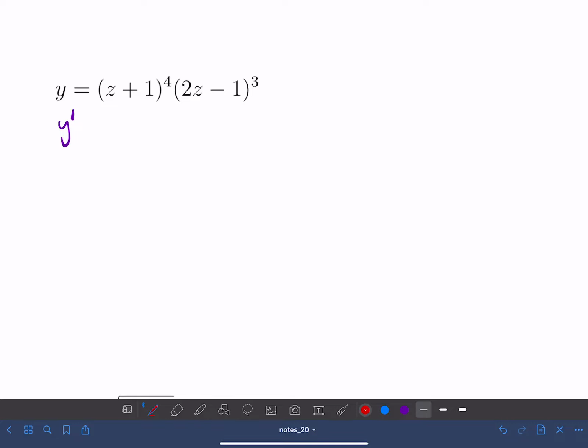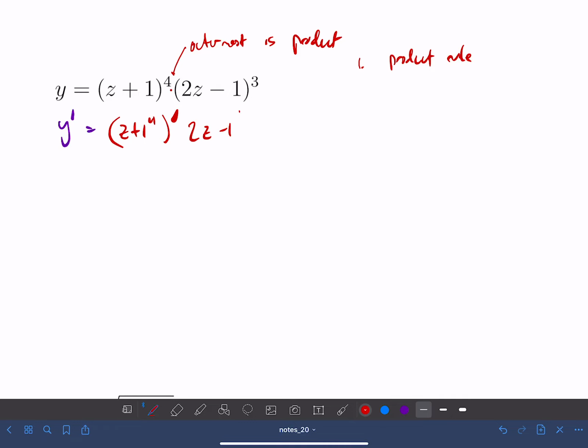Okay, so I think the first thing that I want to point out is that there's a times right there. So I feel like the outermost thing that's going on right here is a product. So the first thing that we're going to do is the product rule. I'm going to do it using prime placeholders to indicate the derivatives that I need to take as I do this. I'm not going to do it all in one line because I could easily skip steps if I start doing that. So let's do this as (z plus 1) to the 4th, prime, times (2z minus 1) cubed, plus (z plus 1) to the 4th times (2z minus 1) cubed, prime.